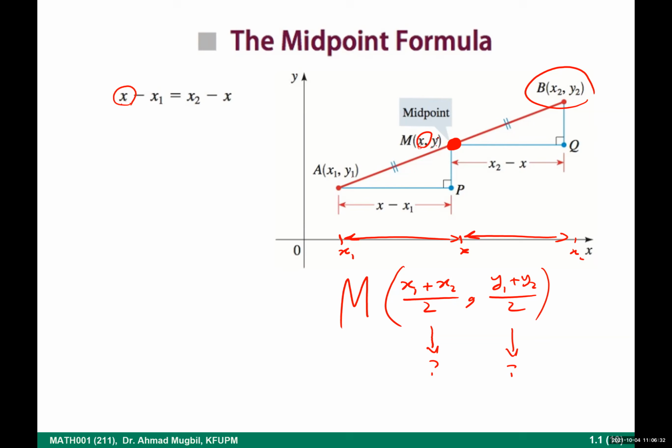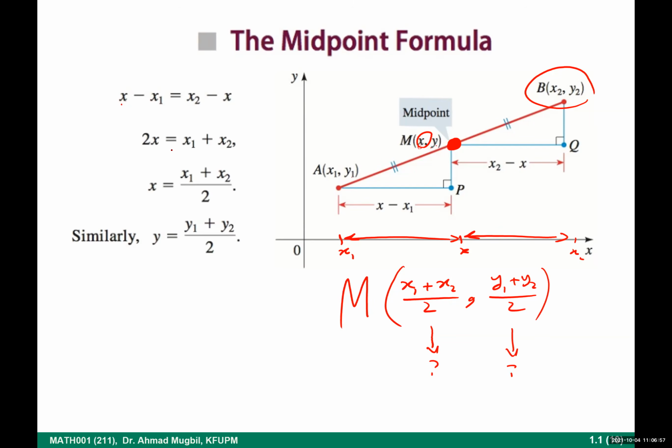Now you have an equation; solve it for x. Move x1 to the other side and add x to both sides. You will have 2x equals what? x1 plus x2. Divide both sides by 2 to solve for x. Here we are. So x is (x1 plus x2) over 2. And similarly, you can obtain y in the same way.